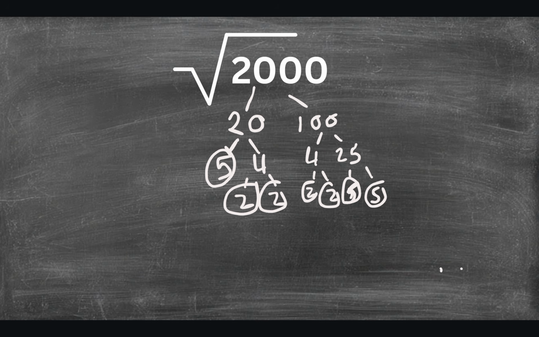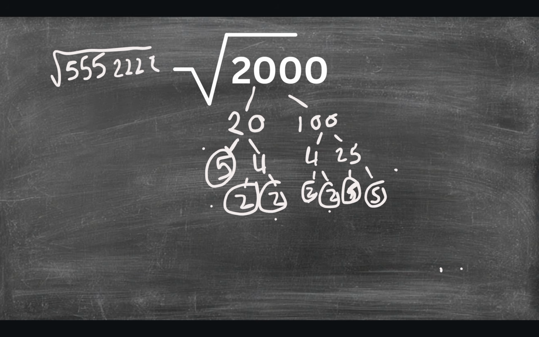Next, what we'll do is let's go ahead and write all these prime numbers under a square root sign because it's a square root. So we have 1, 2, 3 5s. And then we have 1, 2, 3, 4 2s. So we got 1, 2, 3, 4.